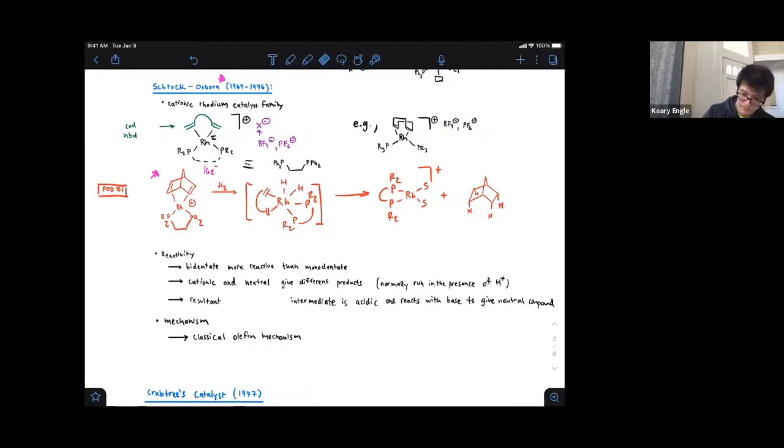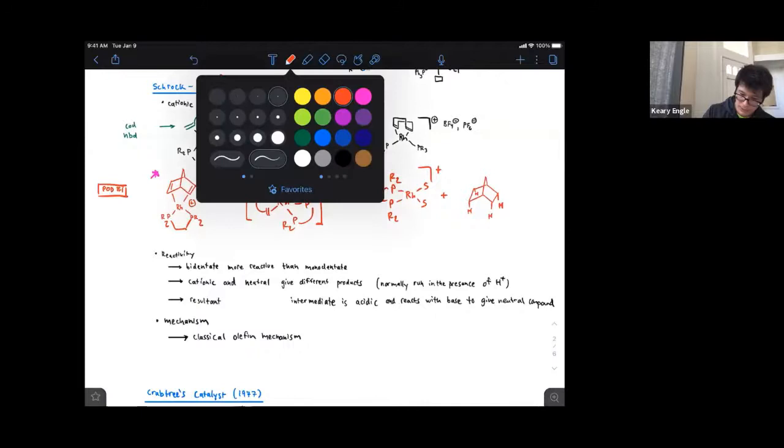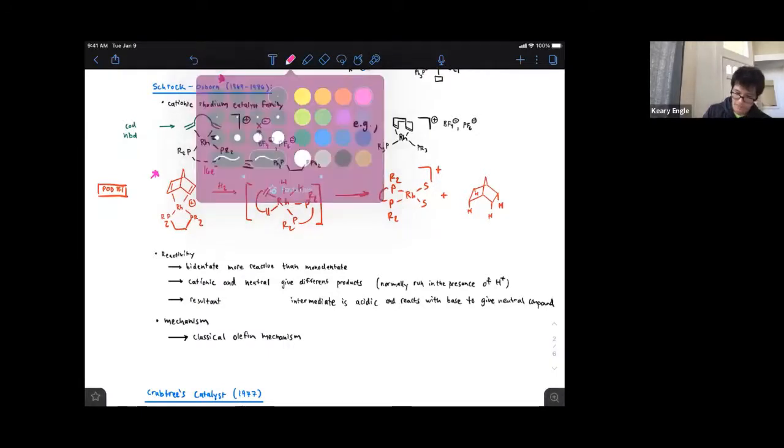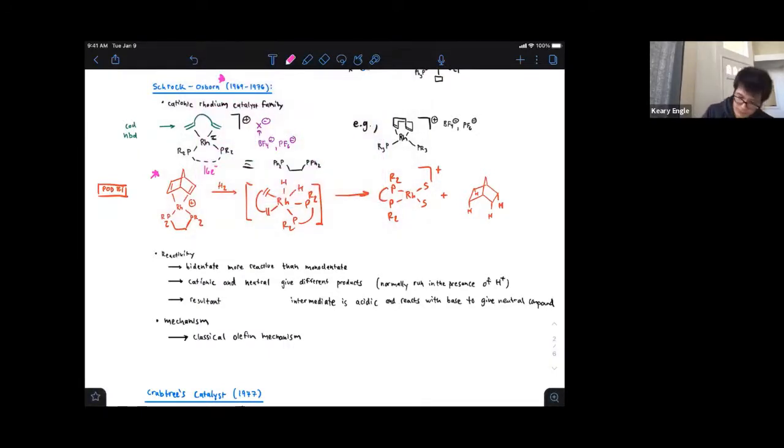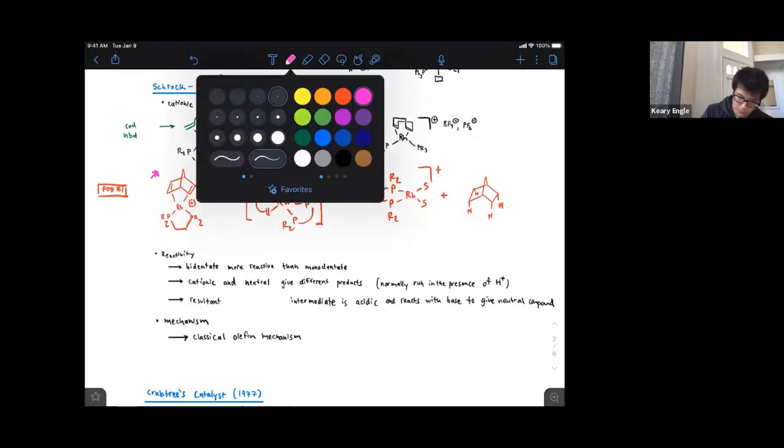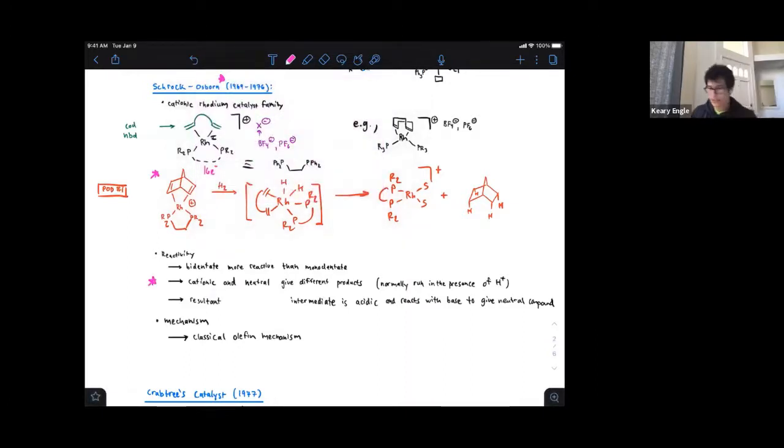And so some of the features here: empirically, it was found that bidentate ligands are more reactive than the monodentates. There's this interesting observation made here that the cationic versions of these catalysts have different reactivity than neutral monohydrides.